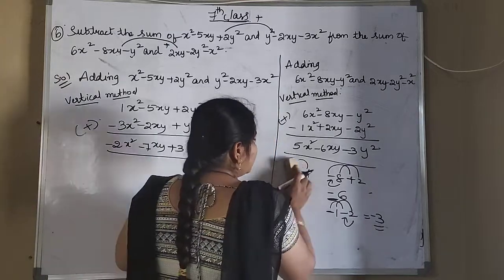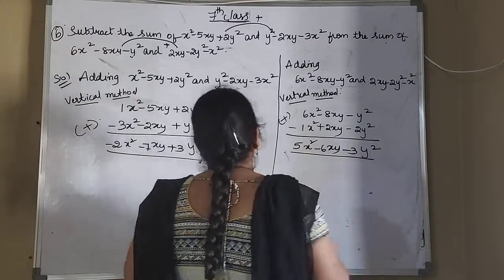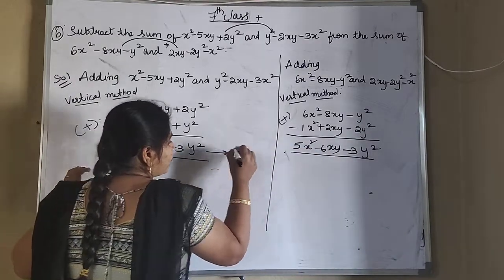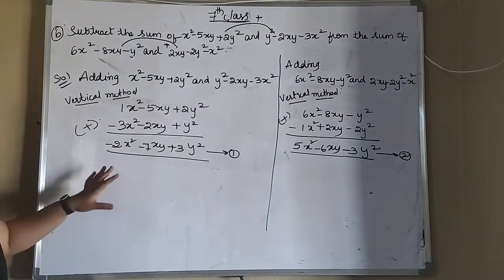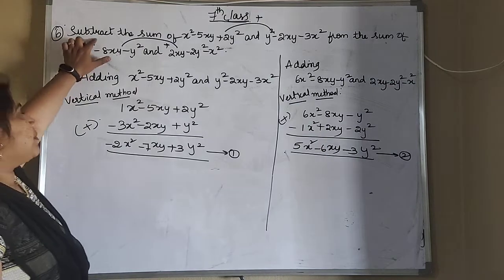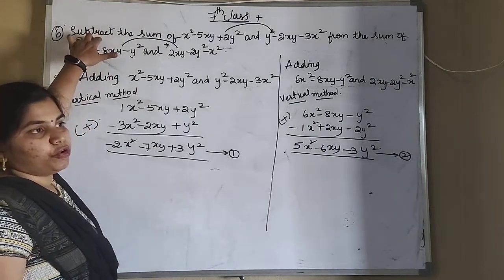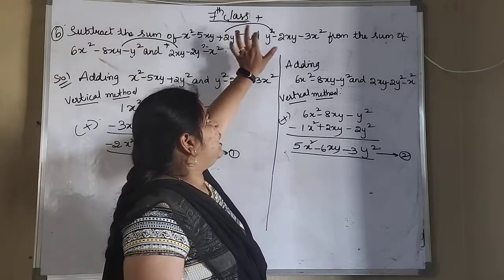So this is our addition of next two expressions. Now what we have to do, this is equation number 1. This is equation number 2. Okay, so this is 1 and this is 2. Now again read the question. Subtract. Subtract means we have to do minus. Subtract the sum of these two values.